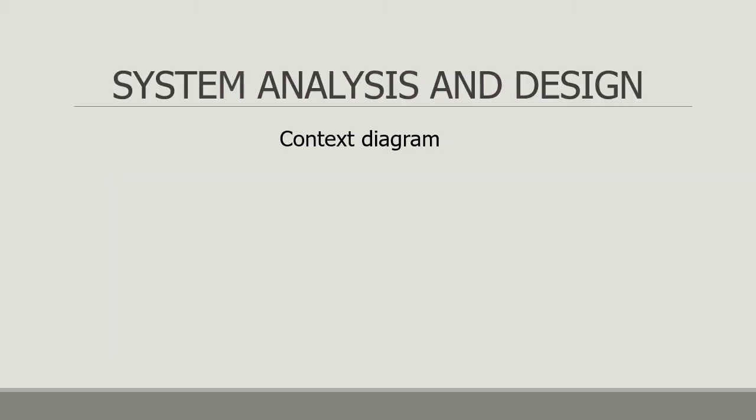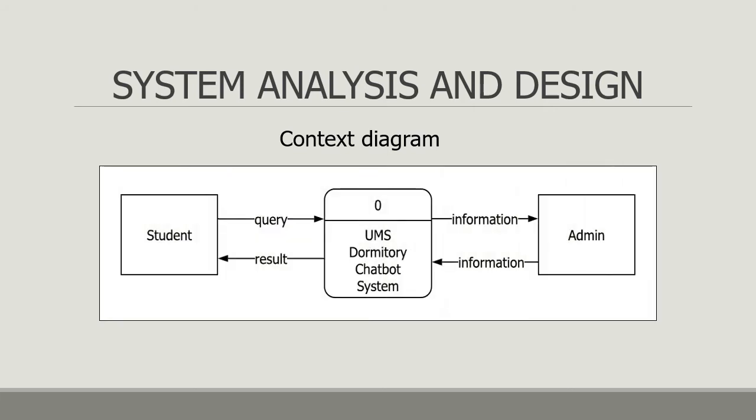For system analysis and design, firstly, for the context diagram, it is going to have a single high-level process and two external entities. Other than that, each entity will have a data flow that will flow to the process and vice versa.